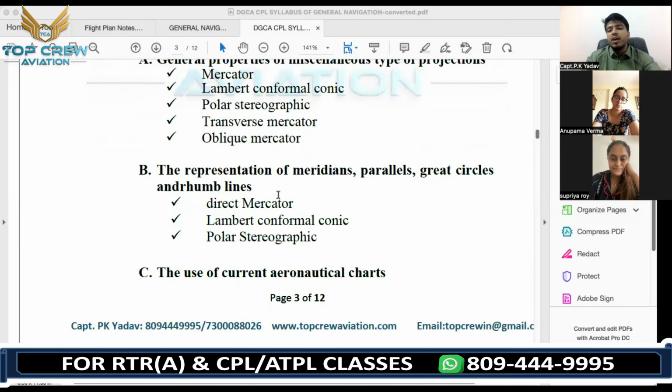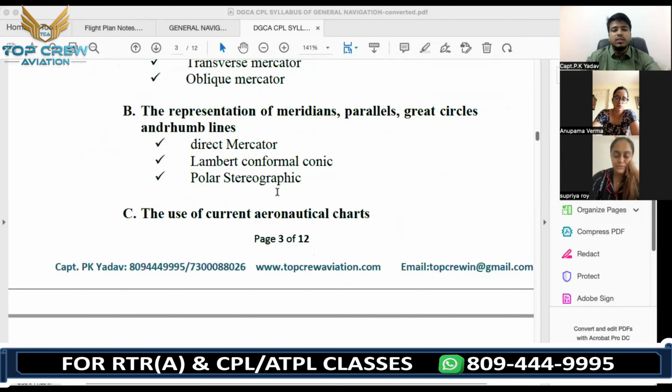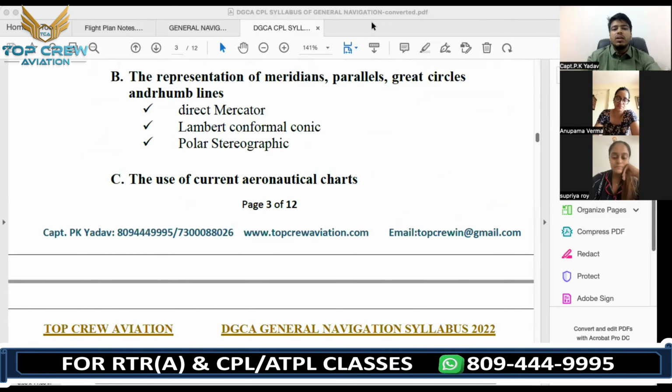Any questions so far? All right. So again, this has been covered: representation of meridians, which I told you, parallels of latitude, great circle, how they are represented on these. Nothing special.